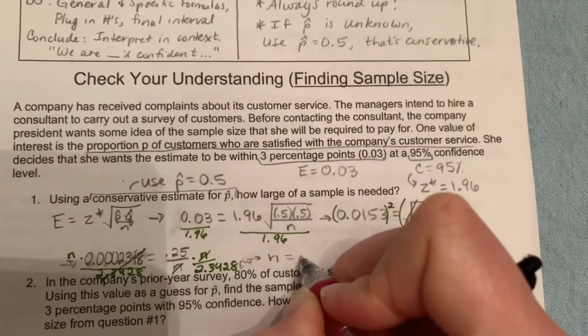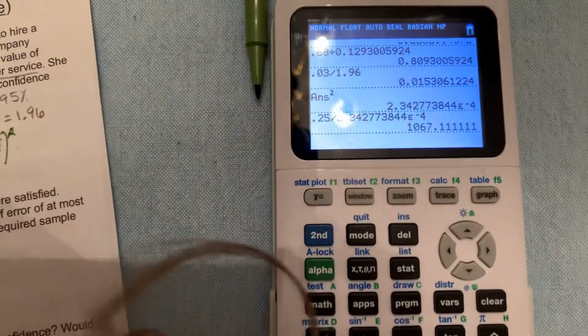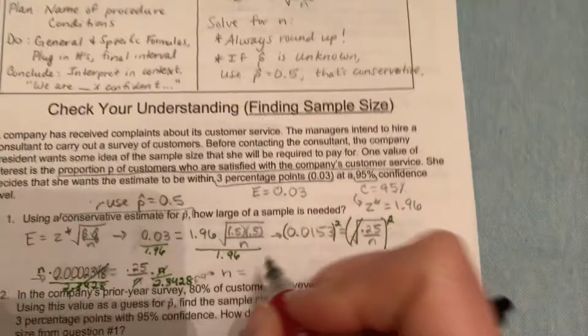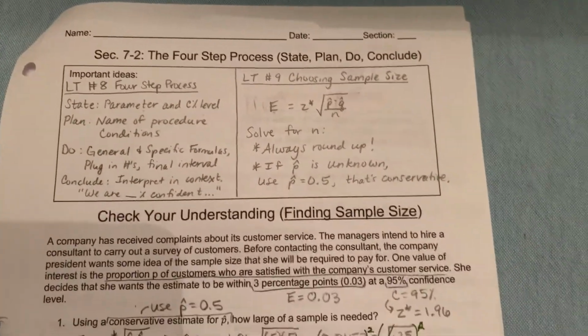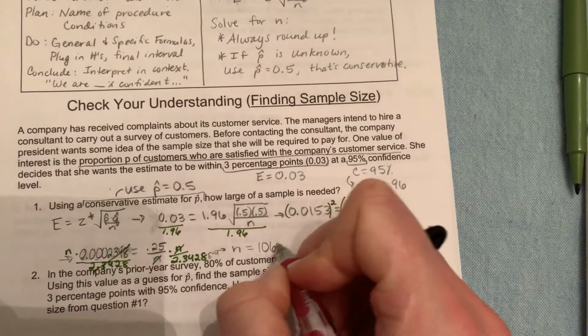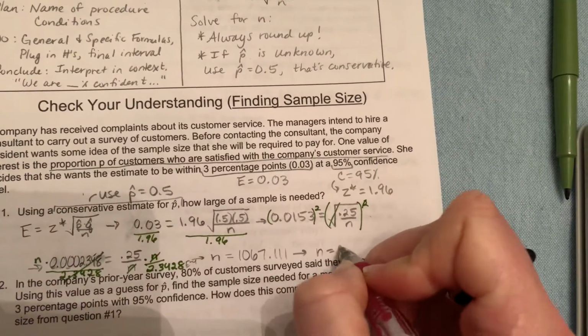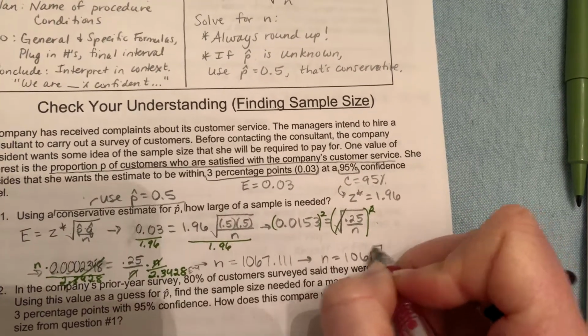Okay, so n is now equal to, what did I get? 1067.1. But I always round up. So that 0.1, even though normal rounding would be 1067, I really emphasize this, I have to round up to n equals 1068. That is my answer.